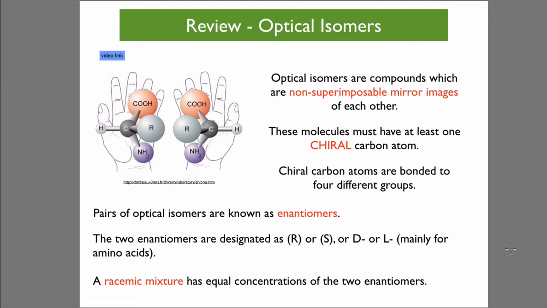Let's review optical isomers. Optical isomers are compounds which are non-superimposable mirror images of each other, like your hands. These molecules must have at least one chiral carbon atom, and the chiral carbon atoms are bonded to 4 different groups. If you remember, pairs of optical isomers are called enantiomers, and the 2 enantiomers are designated as R or S, or D or L for amino acids. And the racemic mixture has equal concentrations of the 2 enantiomers.